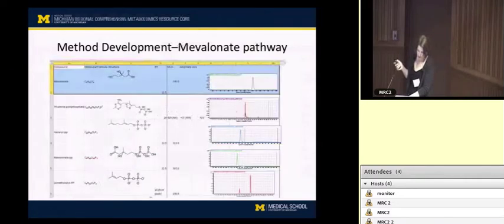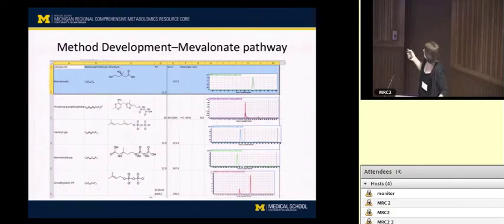So the first thing we did was we bought all the authentic standards, and just kind of decided whether we could separate them chromatographically, which we were able to do. And keeping in mind that there are compounds that can be isobaric, have the same mass, and just have a different arrangement of their atoms. So this is an example too, where two of the compounds in this pathway are isobaric, but they separate very nicely on the HPLC.